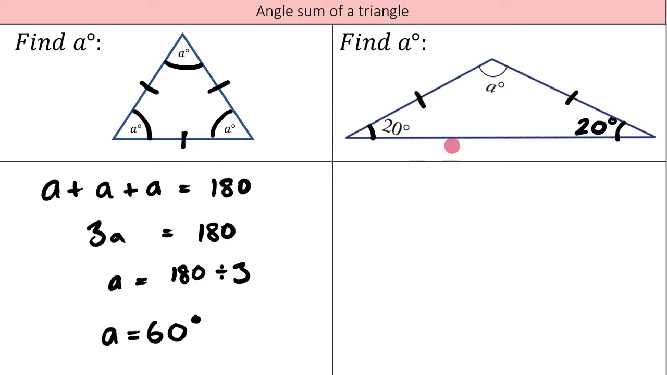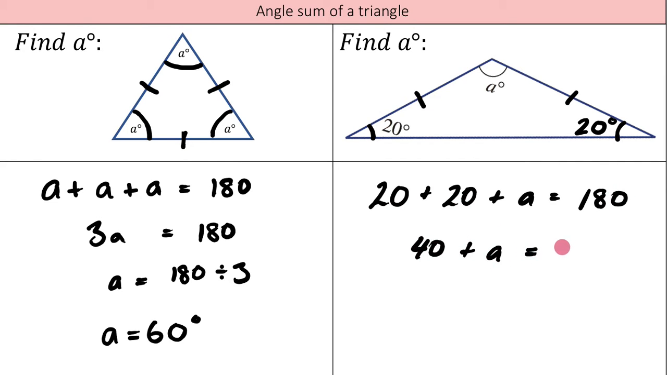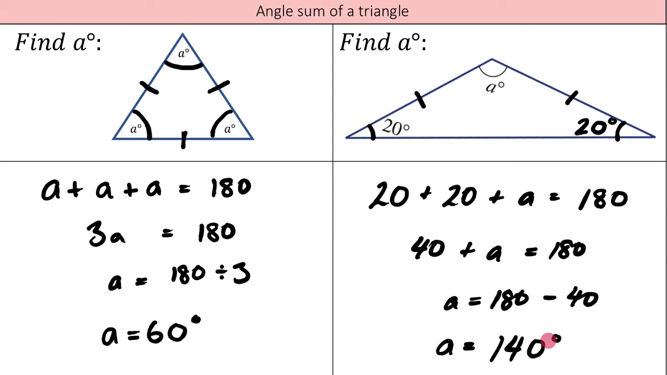So if I want to find what A is, it's 20 plus 20 plus A is going to be equal to 180. Then 20 plus 20 is 40, plus A is 180. Therefore, A is going to be 180 minus 40. So my A is going to be 140 degrees. And again, you should always check your answer: get your calculator out and go 20 plus 20 plus 140 is 180 degrees. We've done it correctly.